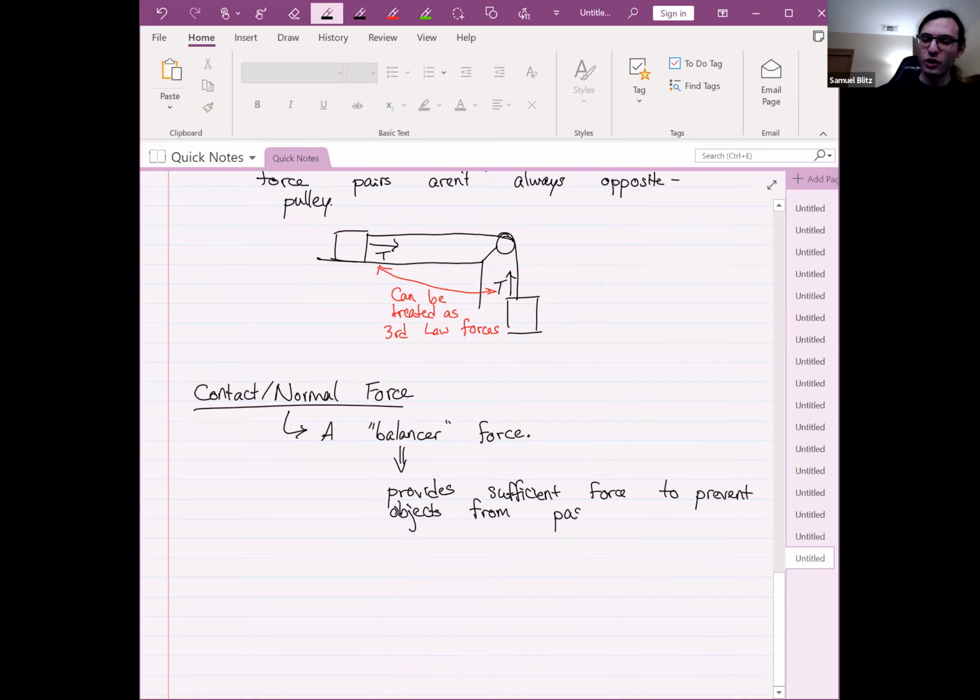So the contact of the normal force is the thing that stops you from falling through the floor. If it weren't there, you would fall through the floor. You would fall through your chair, you would fall through the earth, you'd fall through stuff. So the contact or normal force is just all of the combined effects that keep you from falling through stuff.